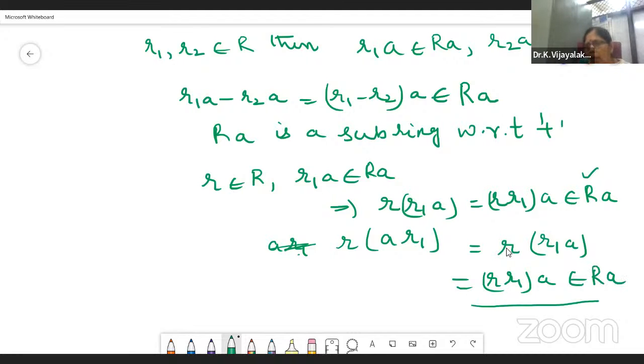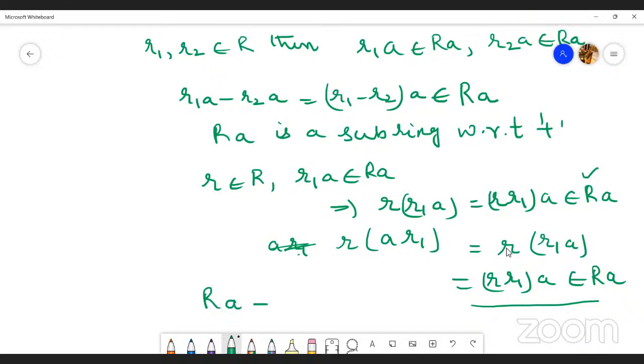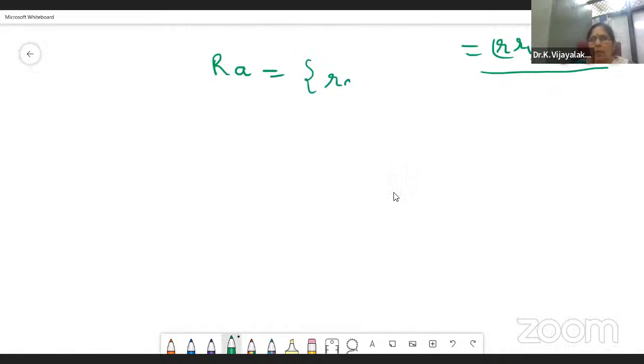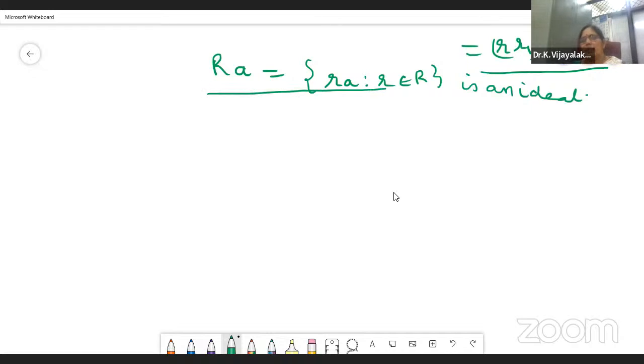So you have Ra, the set of all elements of the form ra such that r belongs to R, is an ideal. Always this is an ideal. The multiples of all elements of these ideals is also known as the principal ideal generated by a. How do you write it? We write the ideal generated by a as (a). So if every ideal is a principal ideal, it is known as a principal ideal ring.